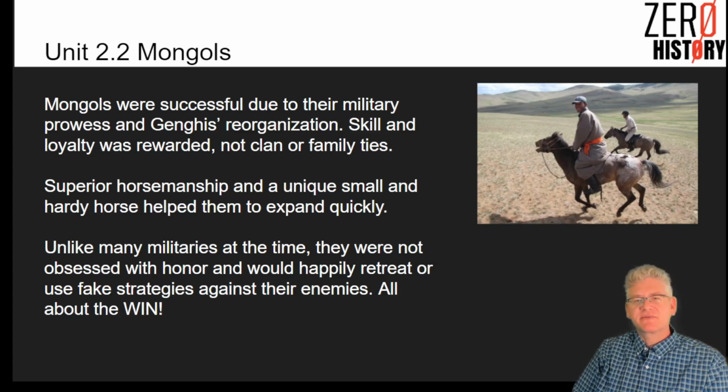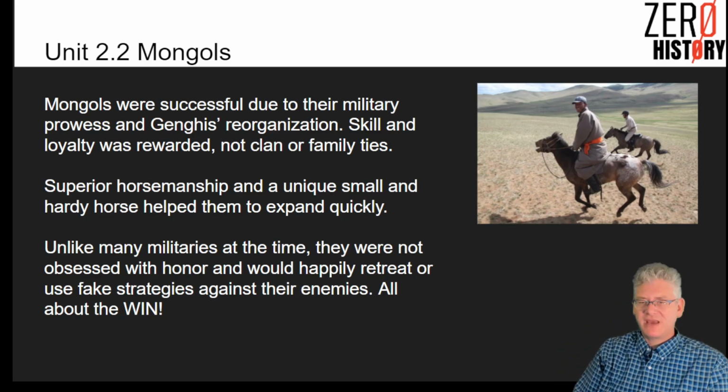All right, so one of the ways that they're able to do this is because they have this successful military prowess, and of course Genghis's reorganization. He really focused on skill and loyalty. If you were loyal to him and his family, or you had exceptional military skill, you would be rewarded with generalships and things. It's not just clan or family ties. It's not like, oh, Ted's my brother, he gets to be a general. Instead, it's based upon your abilities and your skills. Superior horsemanship is a big factor for them.